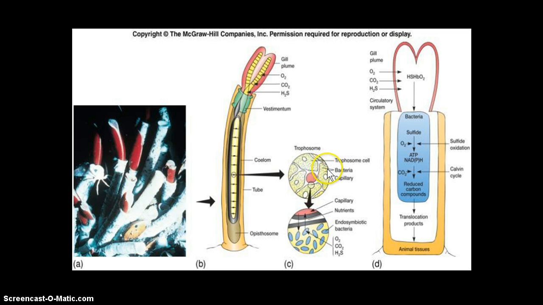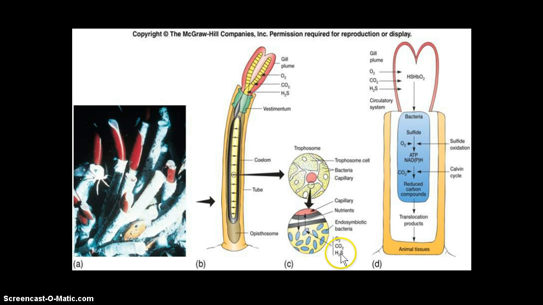Inside these trophosome cells live bacteria. So we have another very unique, very important symbiosis that goes on here. These bacteria live in these cells. As the blood circulates here and the water circulates through here, the bacteria detoxify the water. They take up CO2, they take up hydrogen sulfide, they take up some oxygen, and they break the bonds of this hydrogen sulfide to metabolize the CO2. So it's primary production, but it's chemosynthesis, not photosynthesis. This is one of the primary places that we see a large use of chemosynthesis.